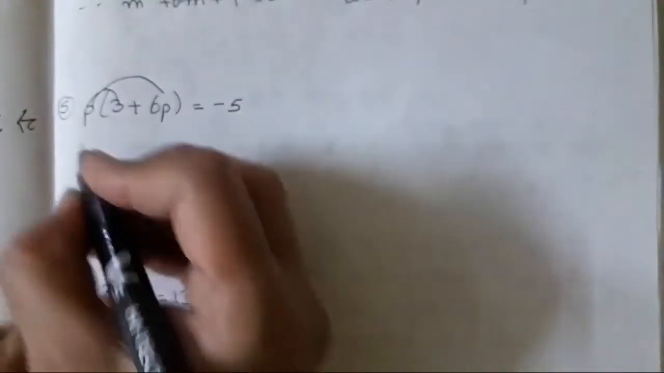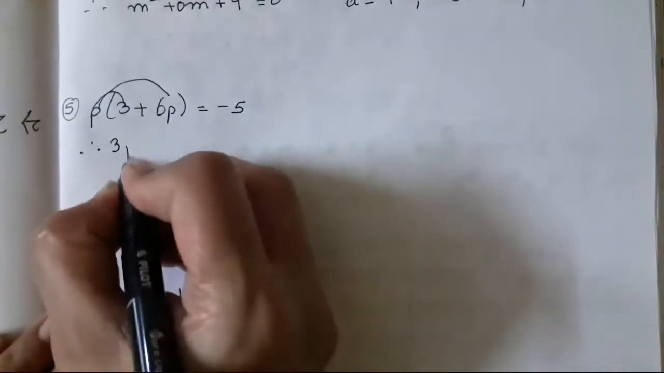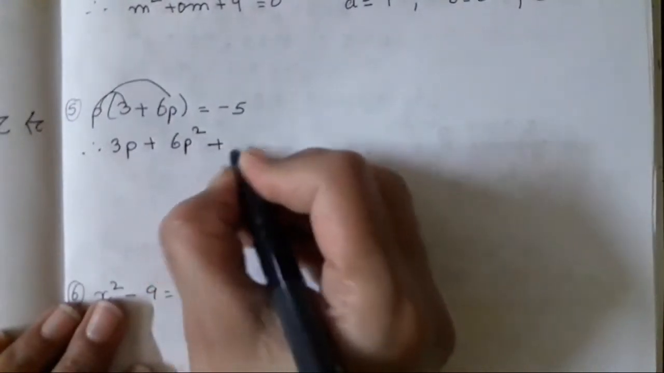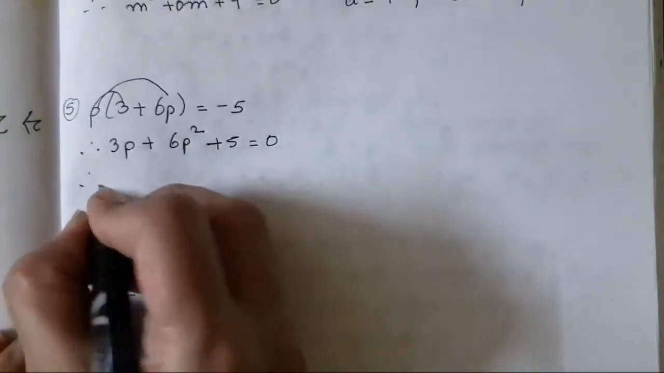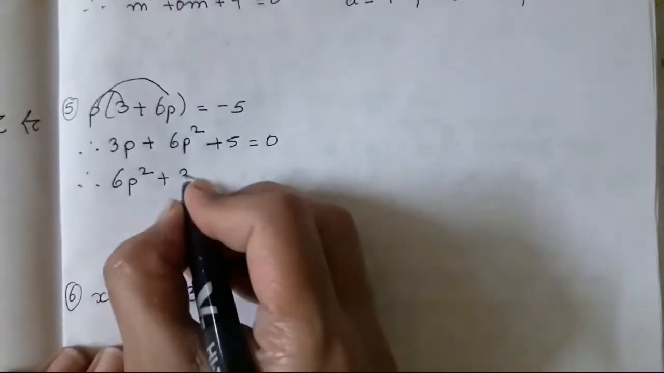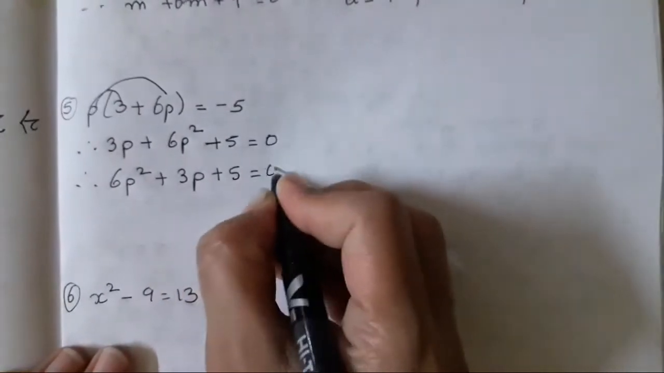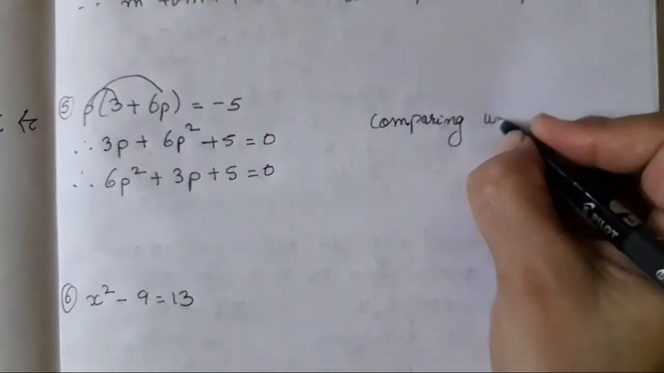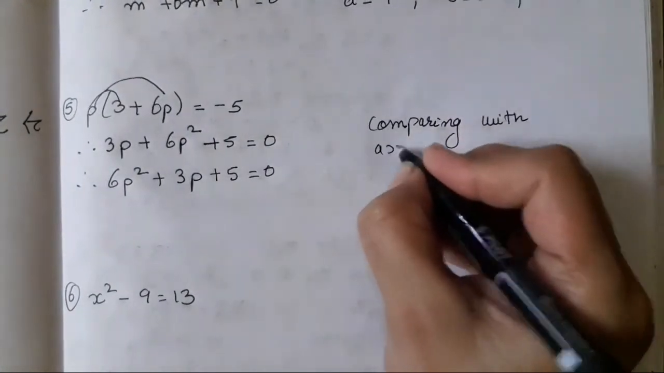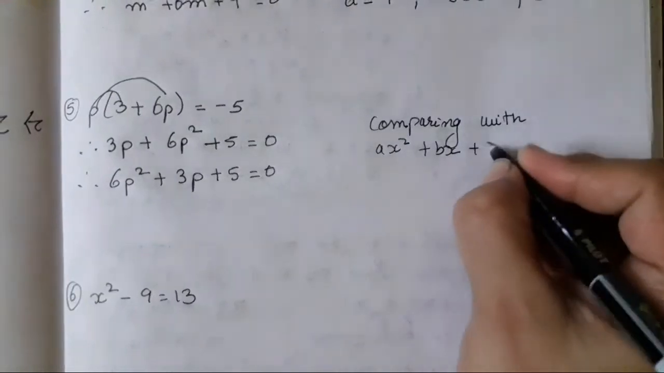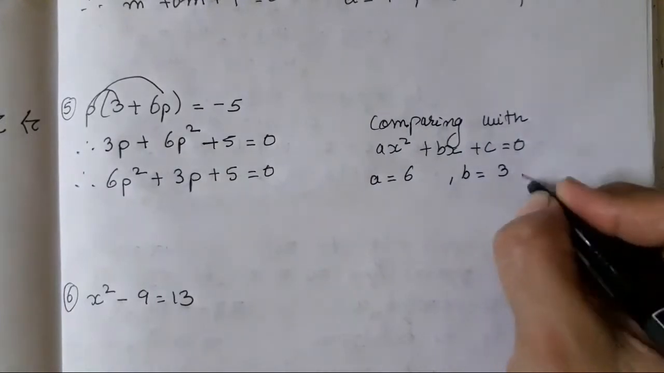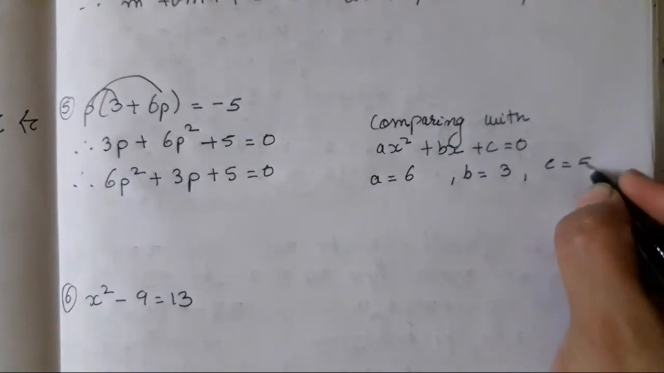Fifth one, we have to multiply in this order. So therefore it is going to be 3p plus 6p square plus 5 is equal to 0. Therefore 6p square plus 3p plus 5 is equal to 0. Comparing it with ax square plus bx plus c is equal to 0, where a is 6, b is 3 and c is 5.